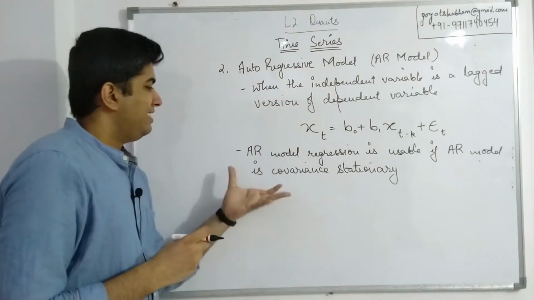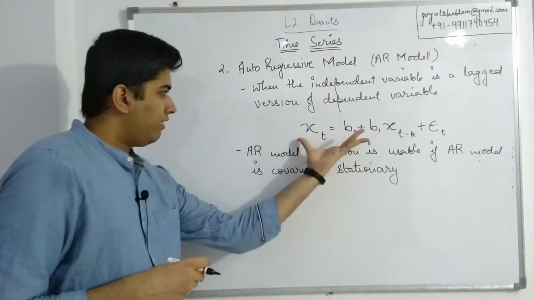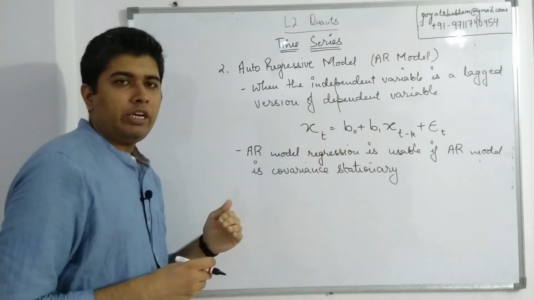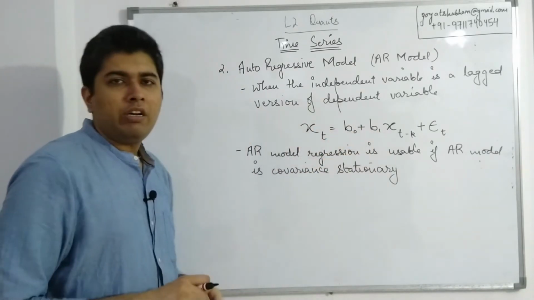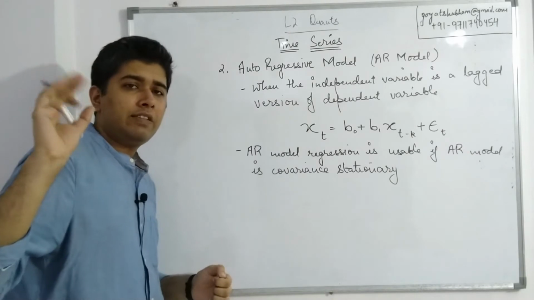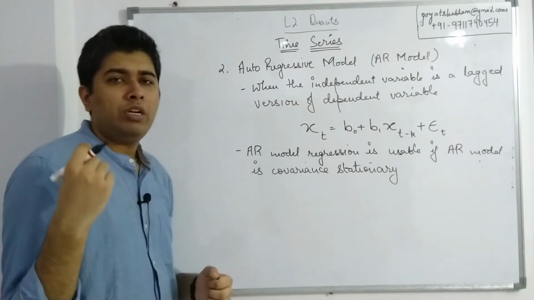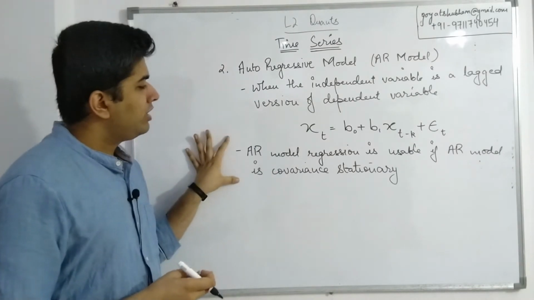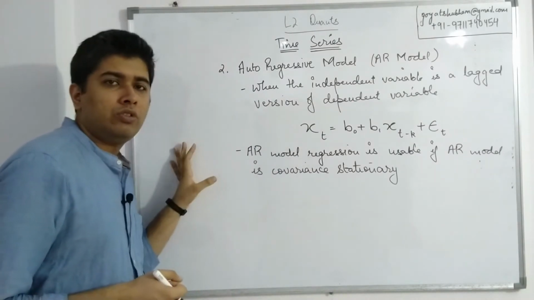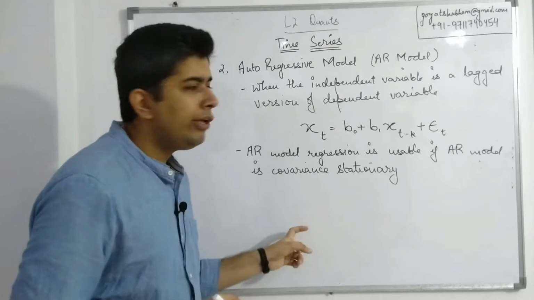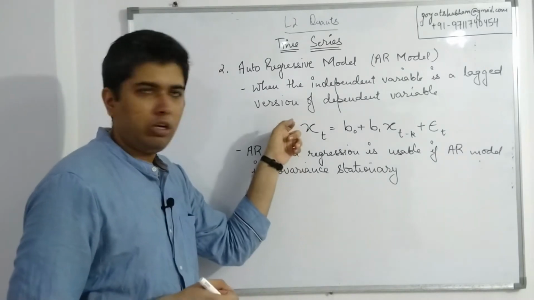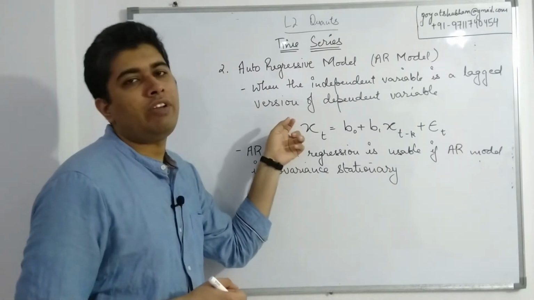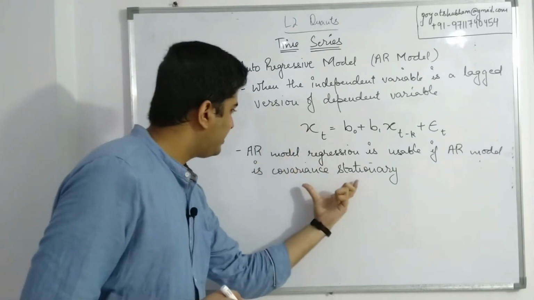Now, this is simply saying that I have this equation, I have run a regression on it, I have received values of B0, B1, B2, or normal analysis, t-test, confidence interval, p-value, f-stat, r-square, all of those. This statement is simply saying all of those are usable only and only if this AR model is in fact covariance stationary. Now, what exactly does this mean?